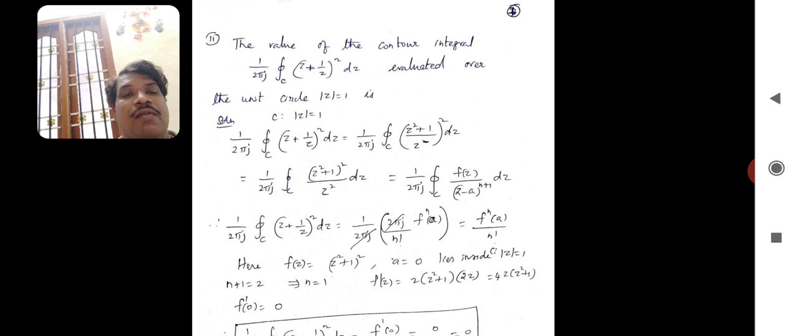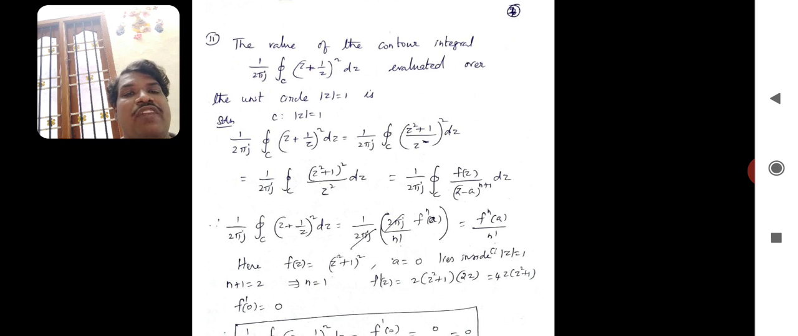And before applying the Cauchy's integral formula for derivative, let me confirm whether the singular point of the given integration lies inside the circle or outside the circle. So by substituting z value as 0 in the given closed curve, modulus of z equals 1, clearly modulus of z, which is modulus of 0, is 0, and 0 is less than 1. So the point lies inside. So we can apply the theorem and get the answer. Okay, now your n plus 1 is 2, n value is 1.